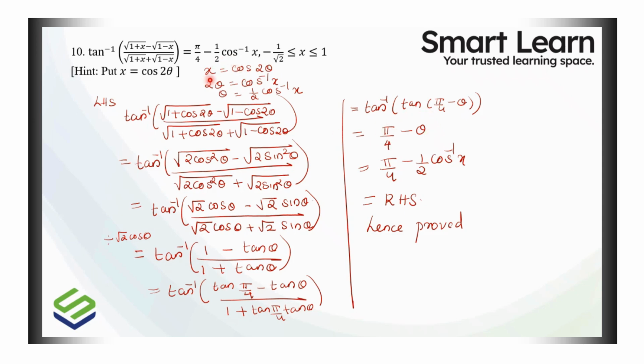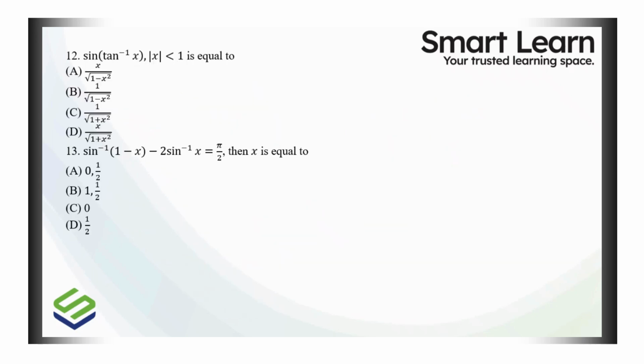And here already you know x is cos 2 theta. So 2 theta is cos inverse of x. So theta is what? 1 by 2 cos inverse of x. So pi by 4 minus 1 by 2 cos inverse x. That is the RHS.